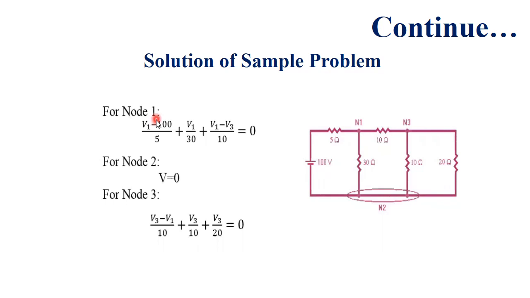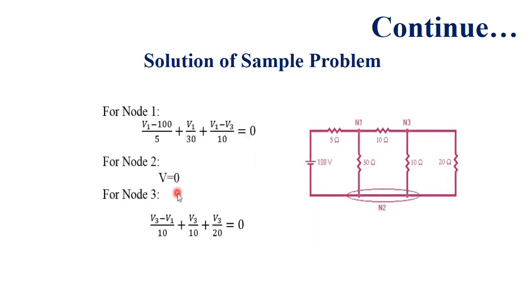So for node 1, if we apply the Kirchhoff current law, then across this 5 ohm resistor we have current (V1 minus 100) divided by 5, plus V1 divided by 30. And now if we derive the current across this 10 ohm resistor, the current equals this node V1 minus this node V3 divided by 10, equals to 0.